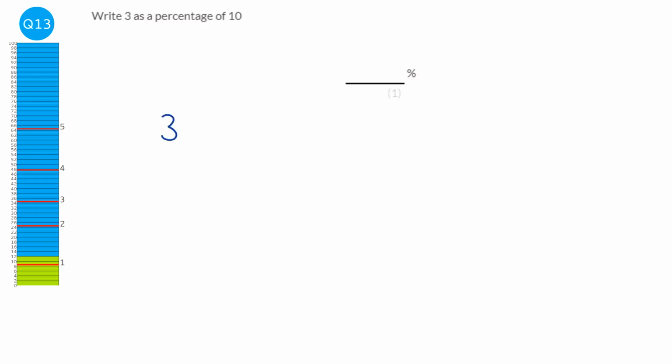So 3 as a percentage of 10, the first thing we can do is write that as a fraction. So 3 over 10. And then I can get the bottom to be 100 and the top will become the percentage. So I can times the top number here by 10. So that becomes 30 over 100. And percent means per 100. Here we've got 30 per 100, or 30%. So the answer is 30%.